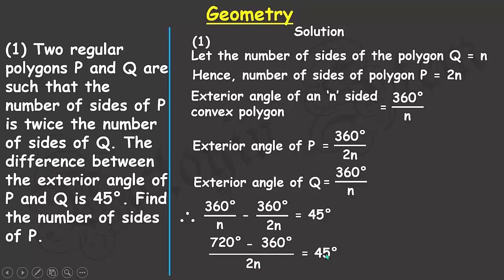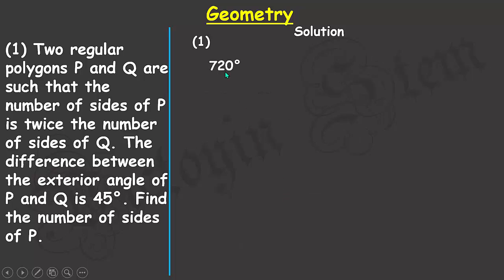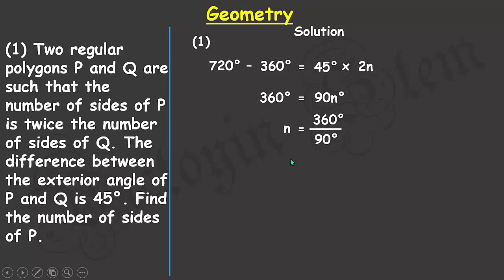The next thing to do is to multiply 45 degrees by 2n. So our 720 degrees minus 360 degrees equals 45 degrees multiplied by 2n. The difference between 720 degrees and 360 degrees is 360 degrees. The product of 45 degrees and 2n is 90n degrees. To find n, I'll divide both sides by 90 degrees. So I have 360 degrees divided by 90. n will now be equal to 4. Hence, polygon Q is a quadrilateral, a 4-sided figure.